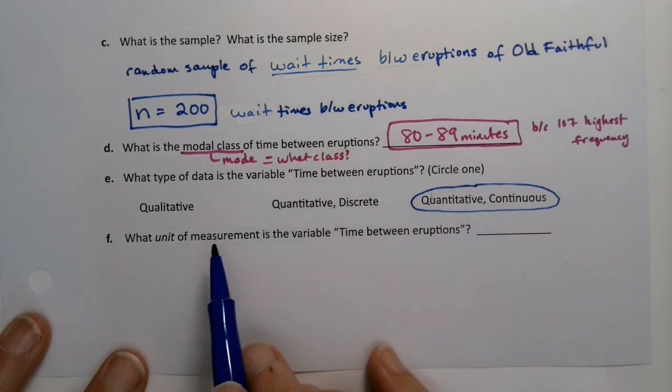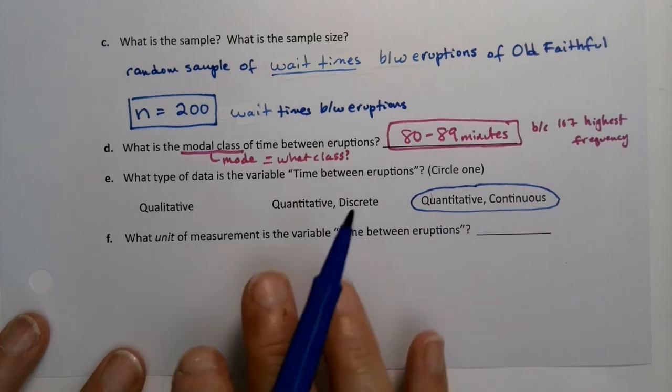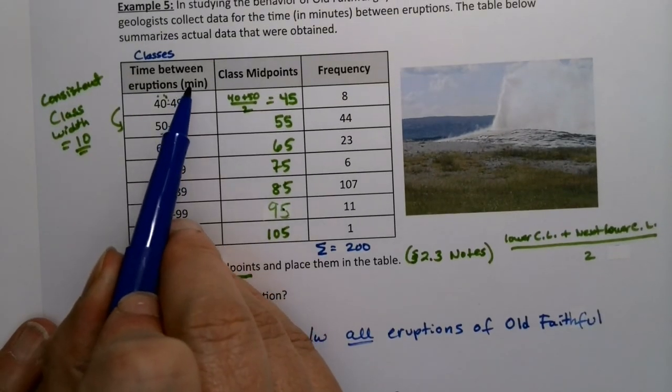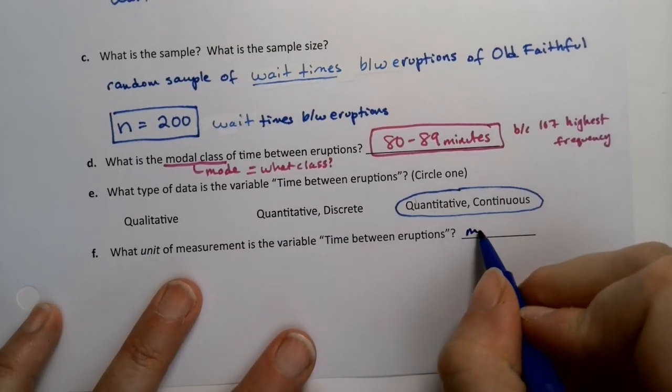All right, now what was the unit of measurement? Okay, the unit of measurement is right here. It's minutes. So you're having to wait in minutes. So that's our unit of measurement.